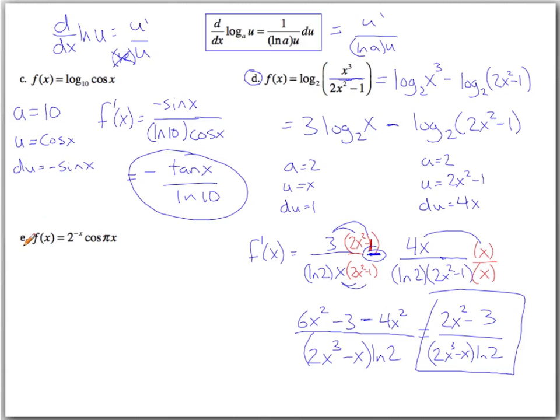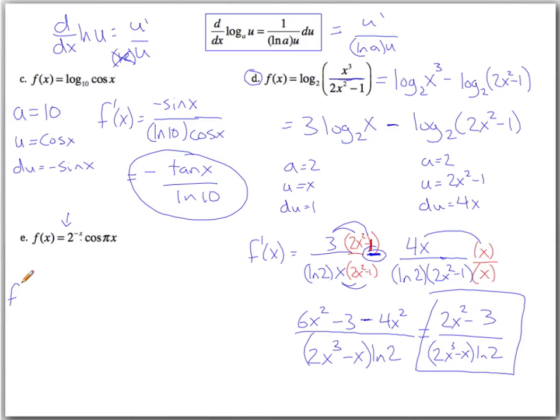All right, let's try example E. Here we have 2 to the negative x power times cosine pi x. So here we do have a power, okay, but we're also seeing a multiplication. And so here we are going to have to use the product rule. All right, so let's apply the product rule here.